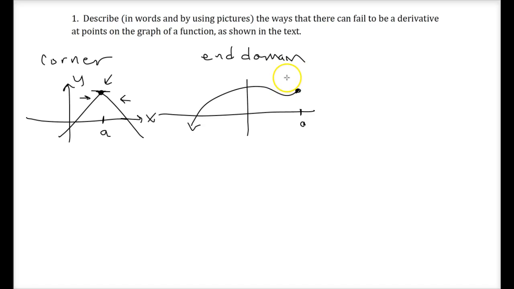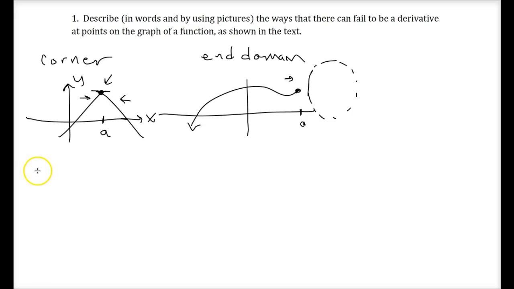we do have something going on to the left of x equals a, but you see to the right of x equals a, our function is not defined. So since it's not defined, we cannot define the average rate of change either. And thus, since we can't find the average rate of change because we have nothing on the right side, we also cannot come up with an instantaneous rate of change by doing the limit of that, okay? So that's why end of domain is another answer for this.